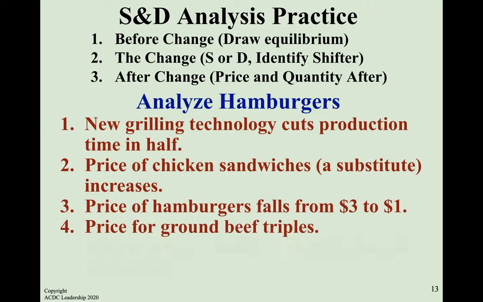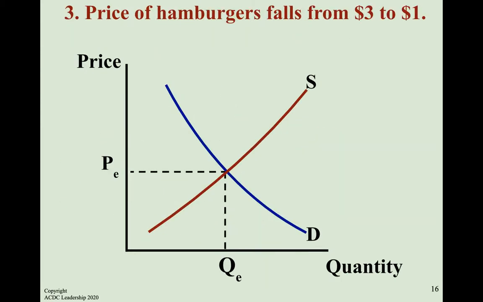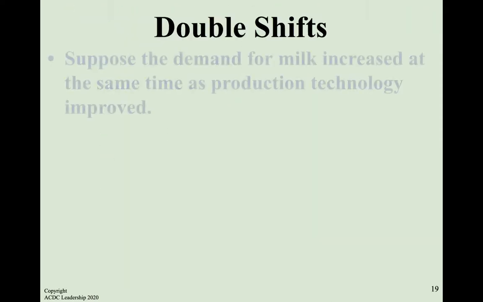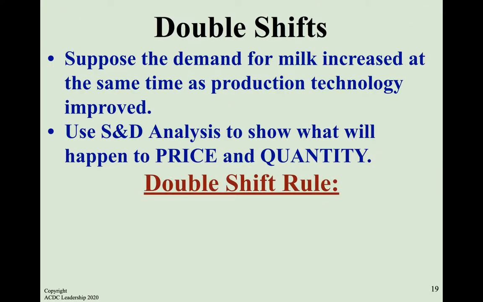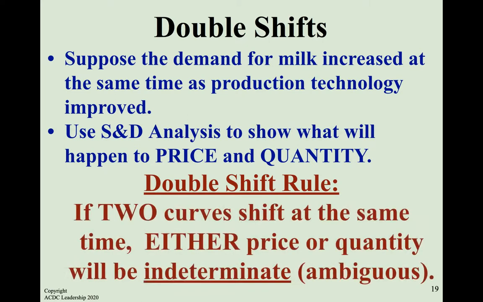We have some practice problems that I would recommend that you do. I'll click through these so that you can take a look on your own. I also would like to mention what happens in what's called a double shift. Suppose the demand for milk increased at the same time as production technology improved. Use supply and demand analysis to show what will happen to price and quantity.